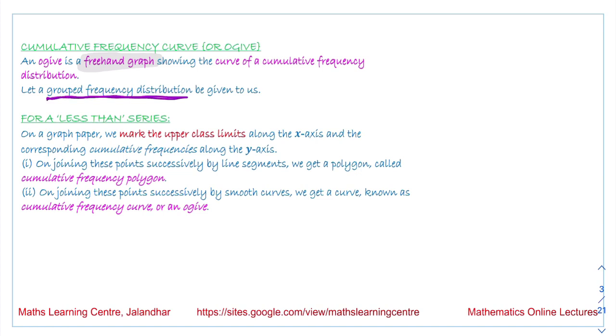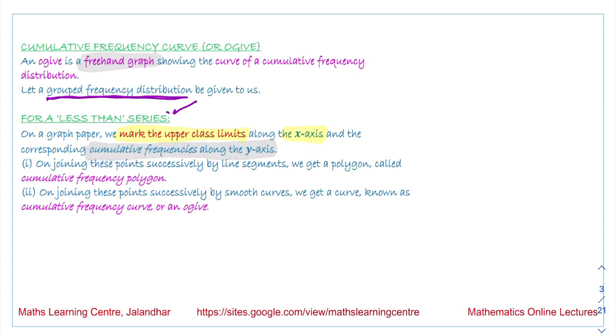So first we have two kinds of graph with us. One is a less than type series and the other is a greater than type series. First of all, if a less than type series is given to us, then we have to mark the upper class limits of this series along the x-axis, and we have to mark the corresponding cumulative frequencies along the y-axis.